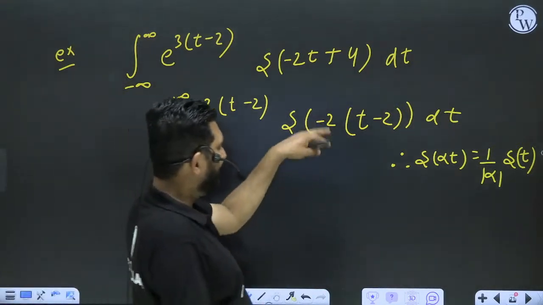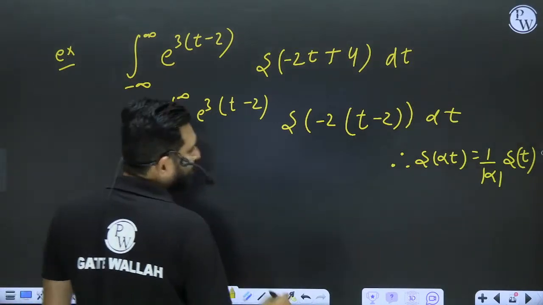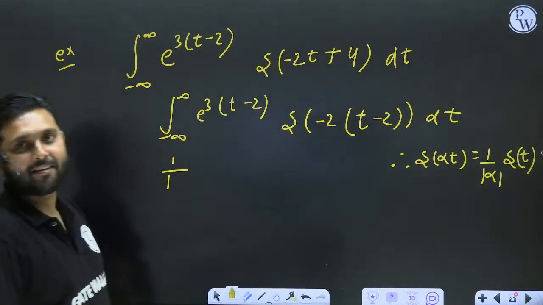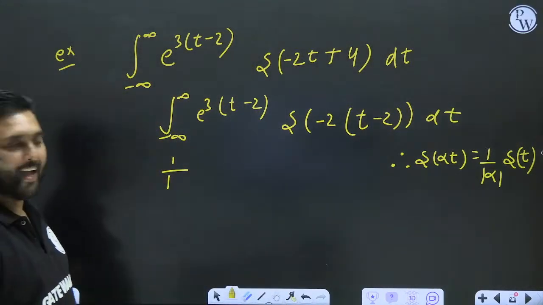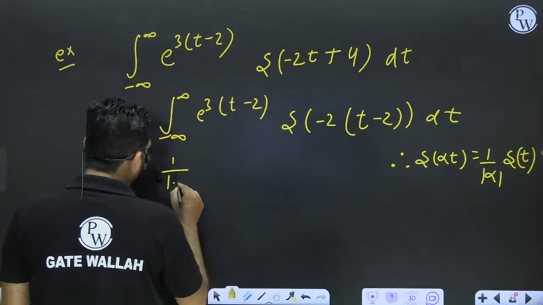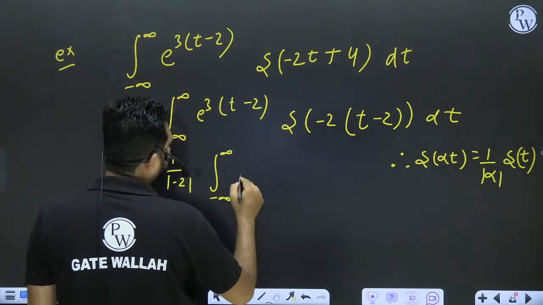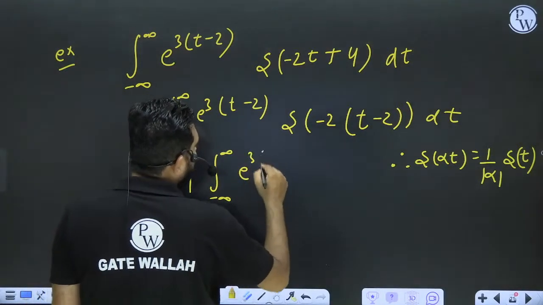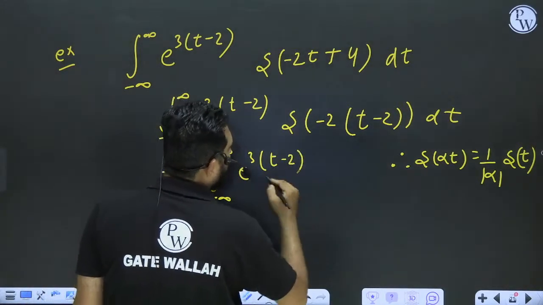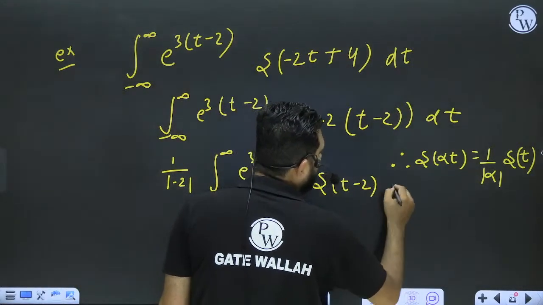Then this comes out to be gen mode. Please concentrate on class. I have just told you what should be there. It is 1 by mod minus 2, integral from minus infinity to infinity of e to the power 3t minus 2, delta t minus 2 dt.